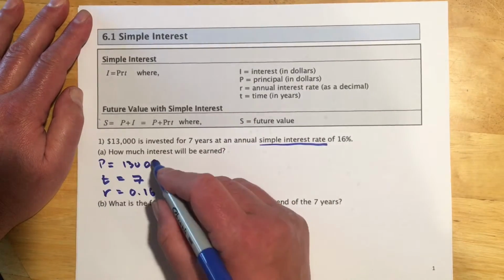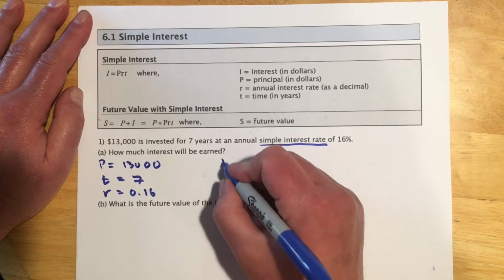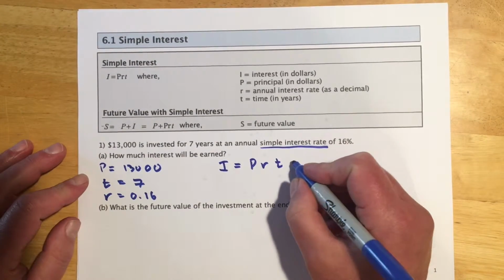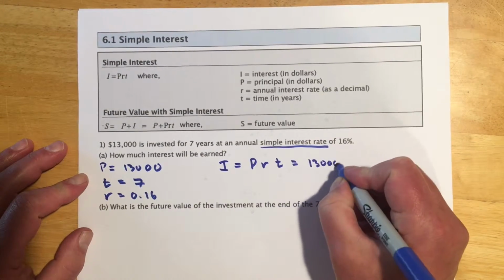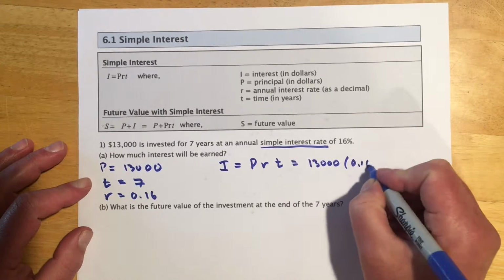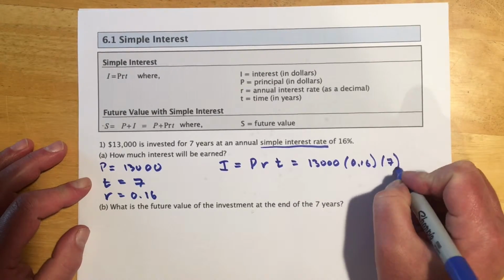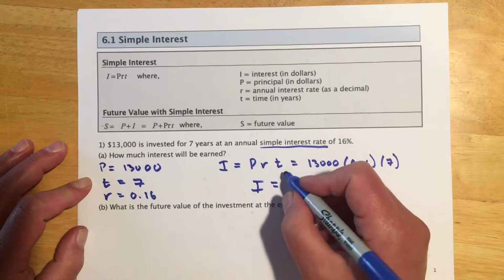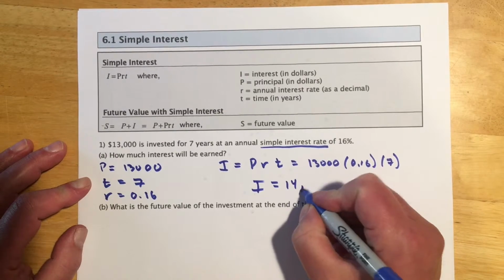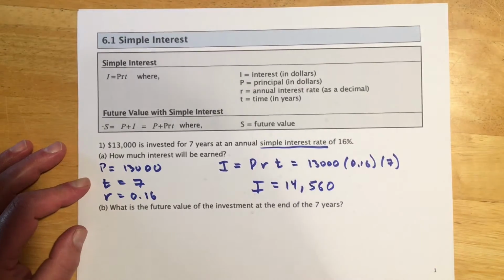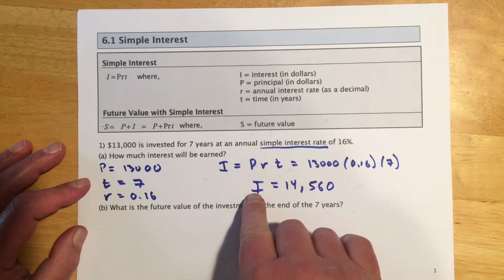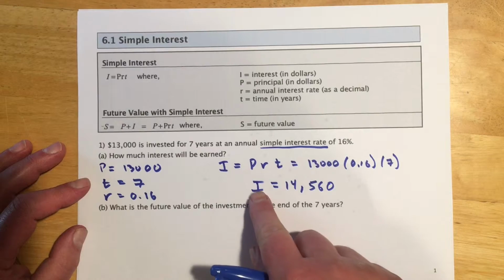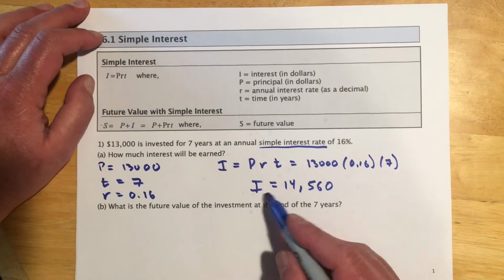So in this case, we're looking for how much interest is earned, so that's I, which equals PRT, and we have all three of those. So 13,000 times 16% times 7 years. And so I comes out to 14,560. And I'll also point out this is capital I. Later in the chapter we're going to get a lowercase i. That's a different thing. So definitely write that as a capital I.